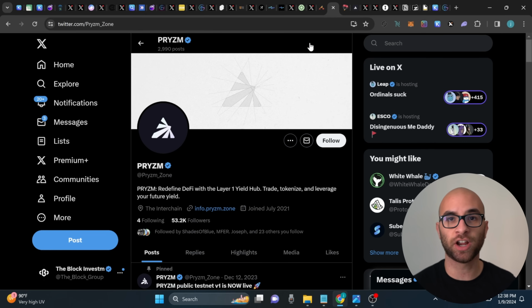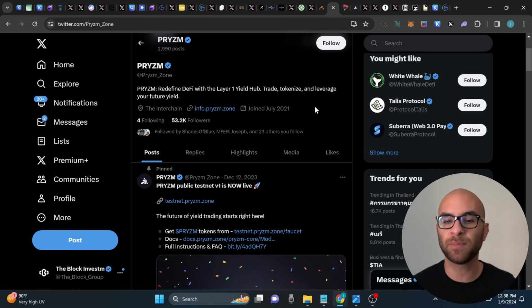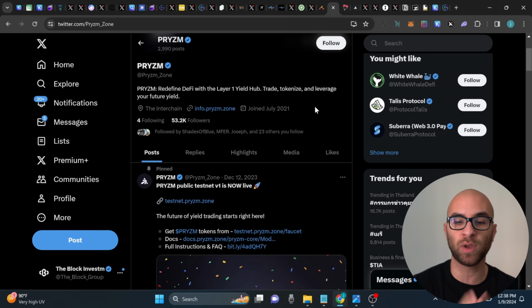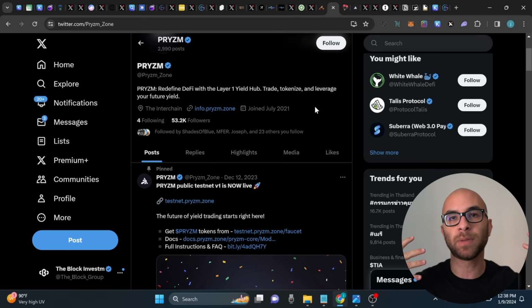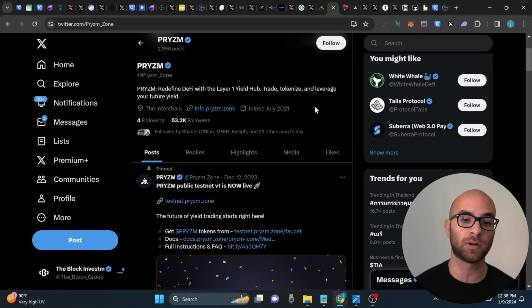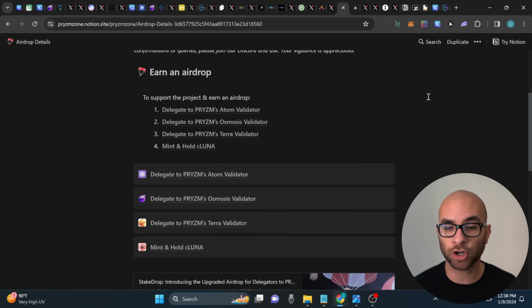Now, the next project here is another one that we know is going to do an airdrop, and this is called Pryzm. Now, Pryzm is supposed to redefine DeFi with layer 1 yield hub. So you're going to be able to trade, you're going to be able to tokenize, you're going to be able to leverage, and you're going to be able to get a future yield on this. So we know they're going to do an airdrop, and these are the 4 different things that you can do to potentially earn an airdrop, some of which are simply being in their validator on the Atom, Osmosis, and Terra chains. And I think that they're going to add another validator to the Celestia chain as well. So pay attention to this one.